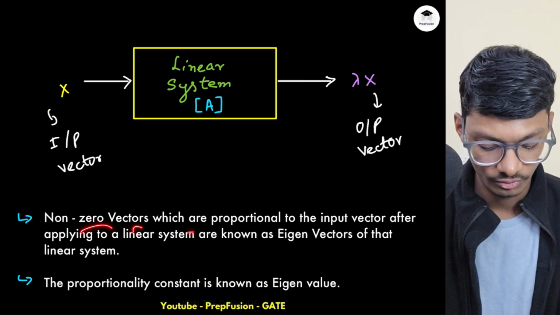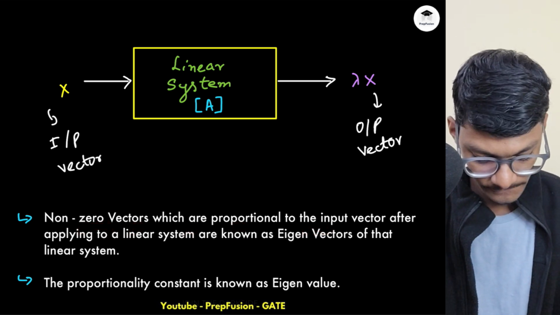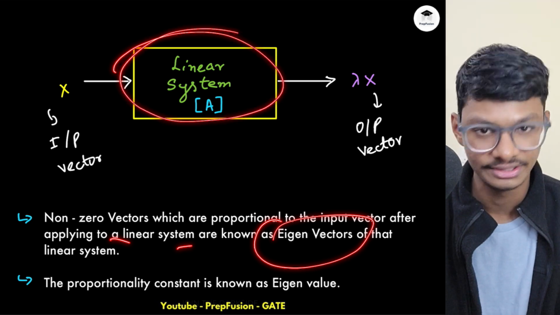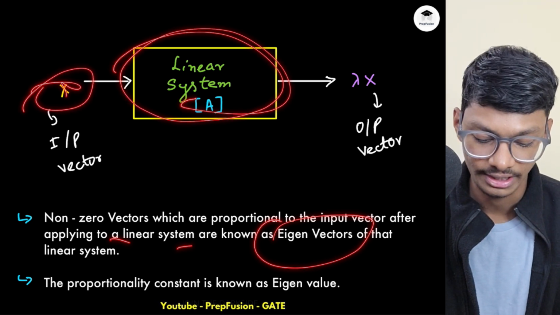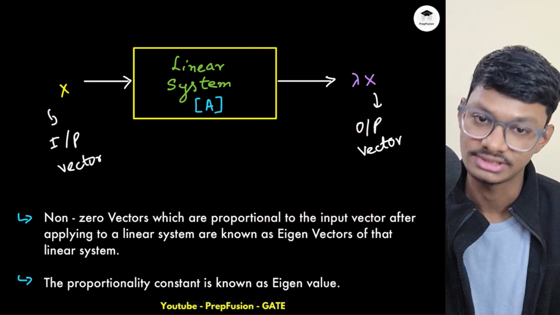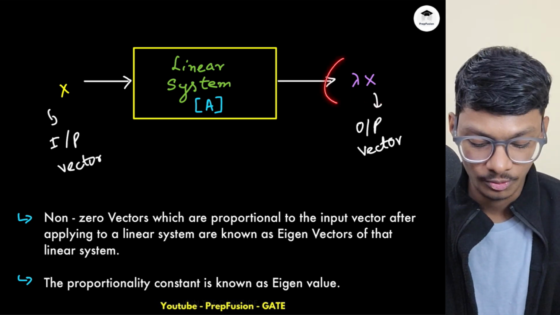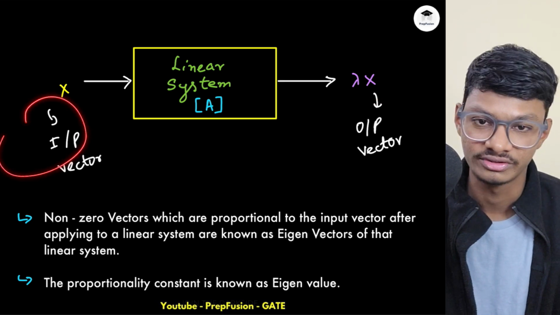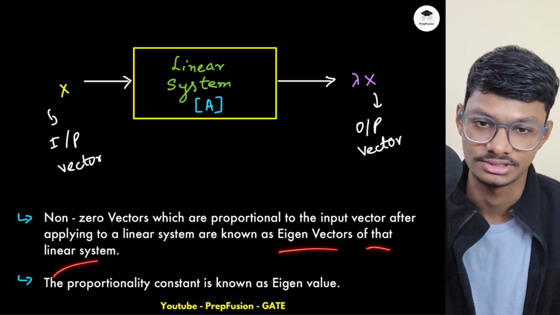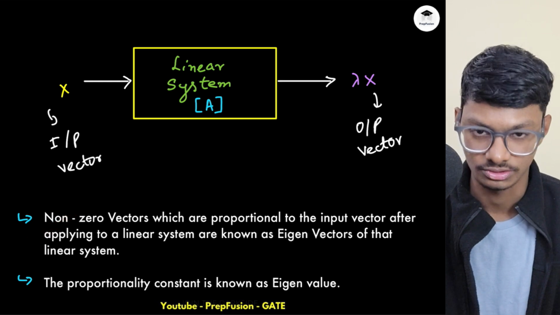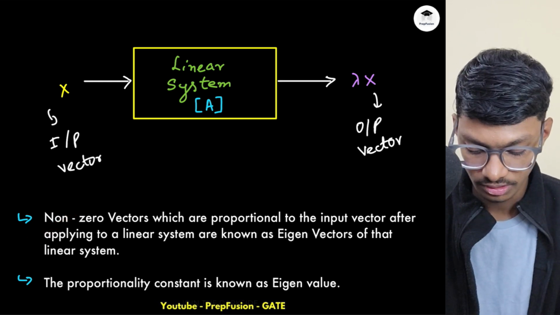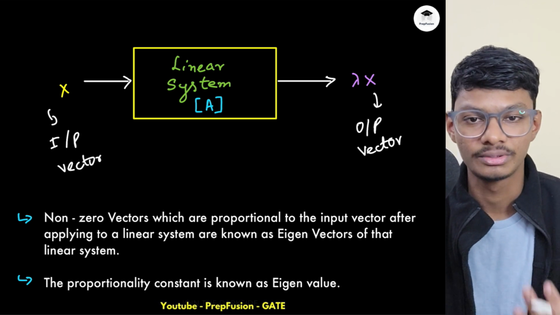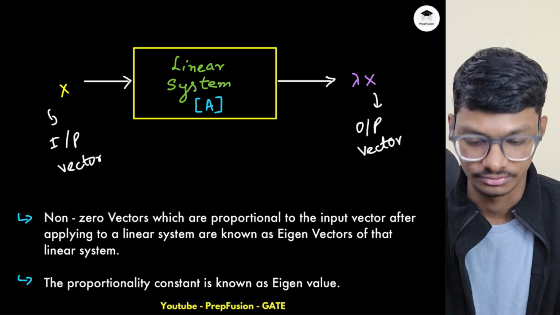Non-zero vectors which are proportional to the input vector after applying to a linear system are known as eigenvectors. So if I apply a non-zero vector to a linear system and I get as output the same non-zero vector scaled proportionally, then that input vector is known as the eigenvector of that linear system. This is a definition of eigenvectors. It is basically saying the same thing but with a different intuitive approach, which might be helpful in signals and systems or in control systems.